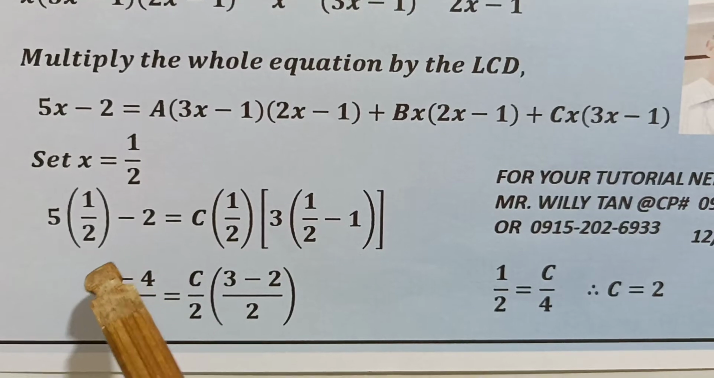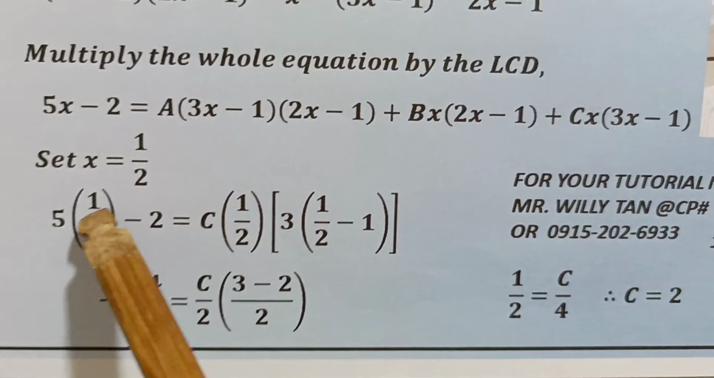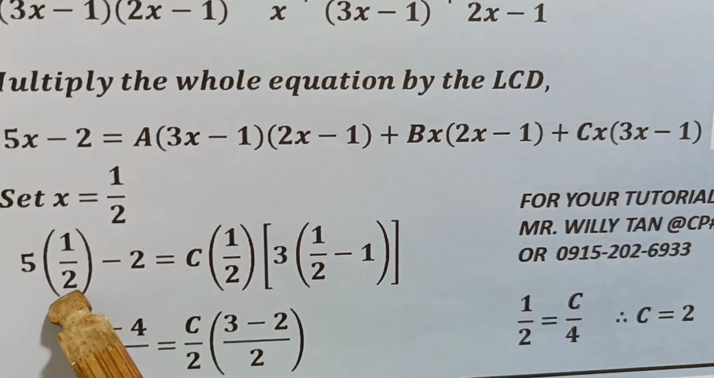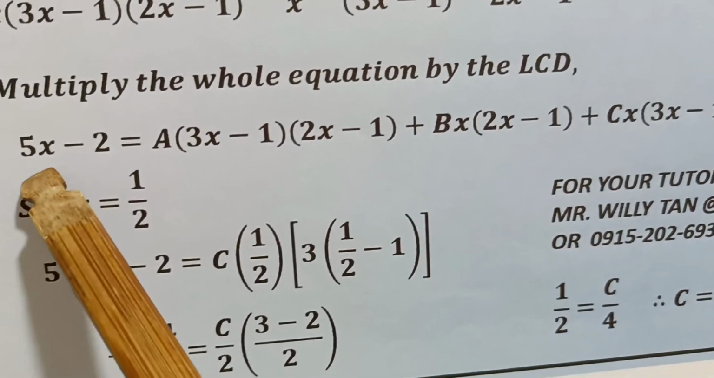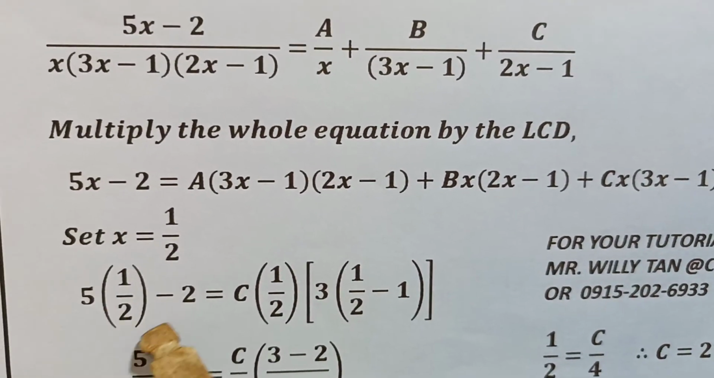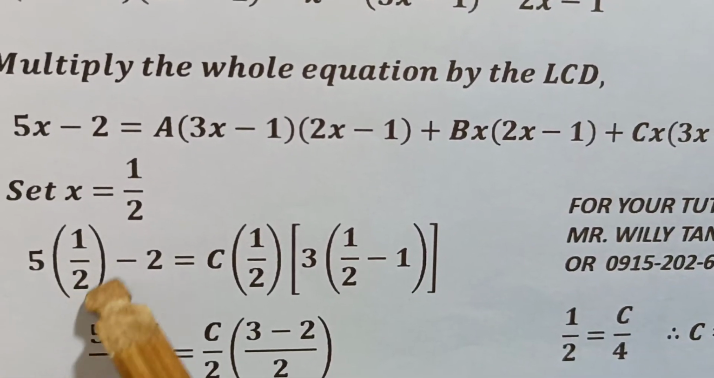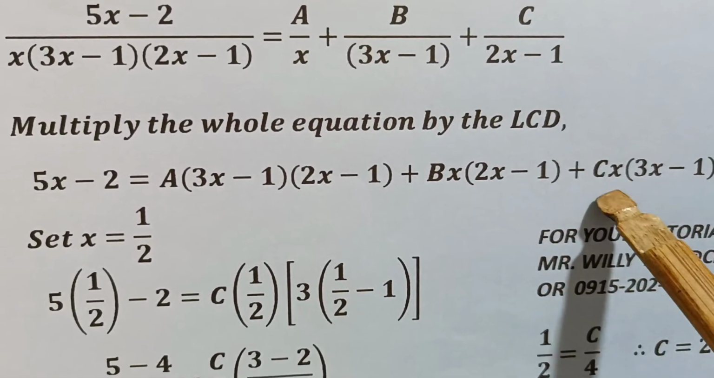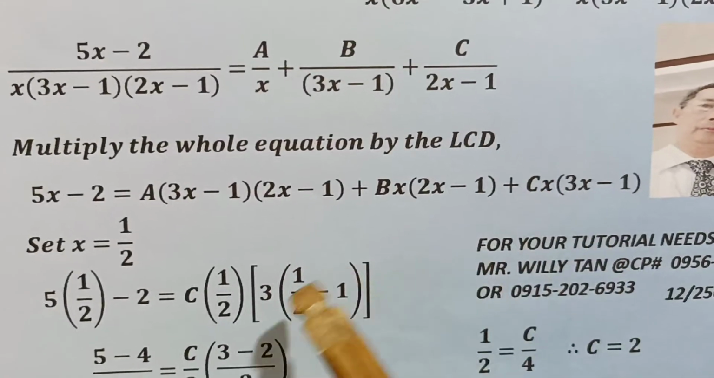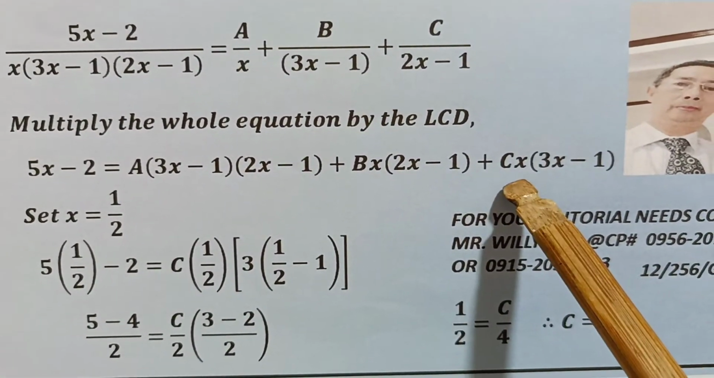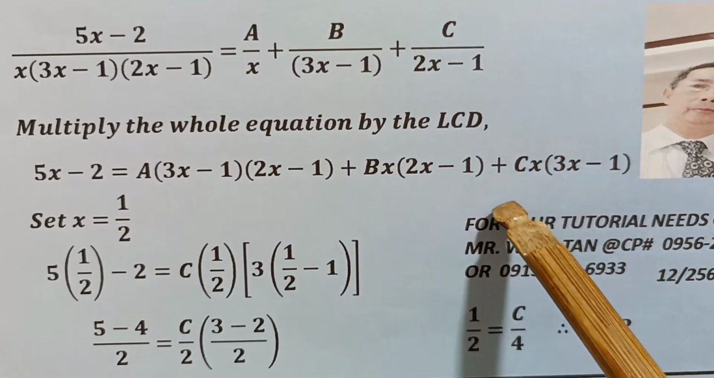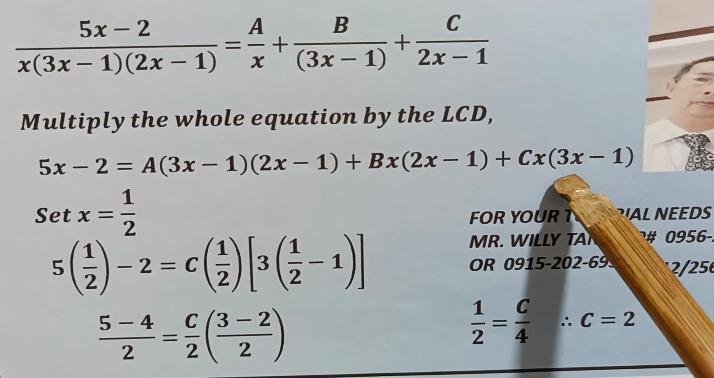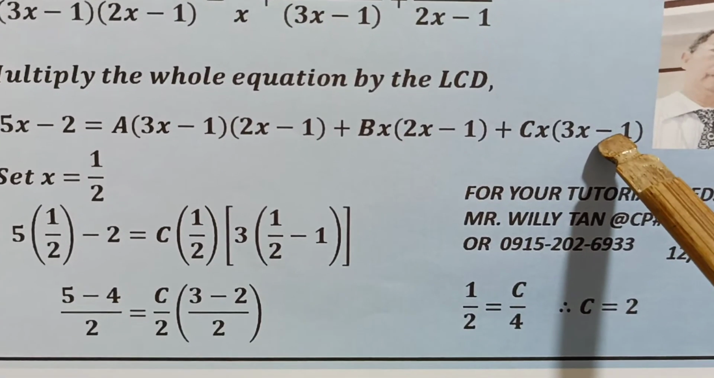So we have here 5 times the quantity 1/2, minus 2. This one is 1/2, we said. 5 times the quantity 1/2 minus 2 is equal to c, times x, and x is 1/2, so times the bracket 3 times 1/2 minus 1.